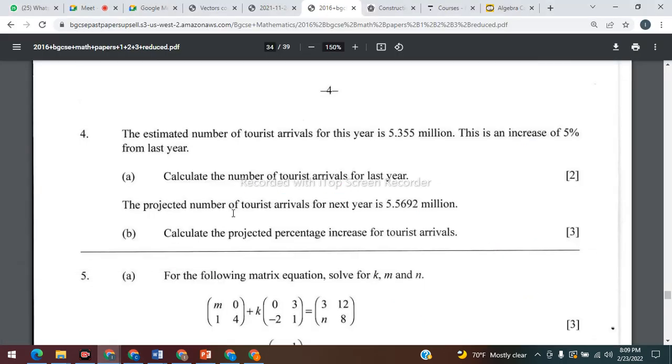B is tomorrow. But anyway, just to read it, the projected number of tourist arrivals for next year is 5.5692 million. Calculate the projected percentage increase for tourist arrivals. Interesting. I guess we could do it for homework, and then tomorrow we can look at it.